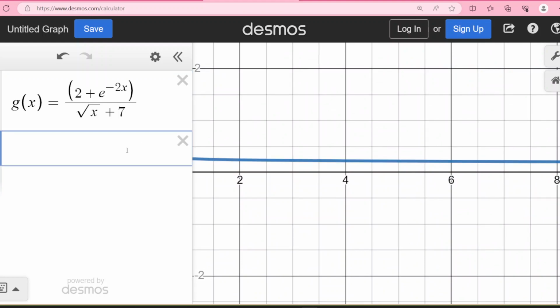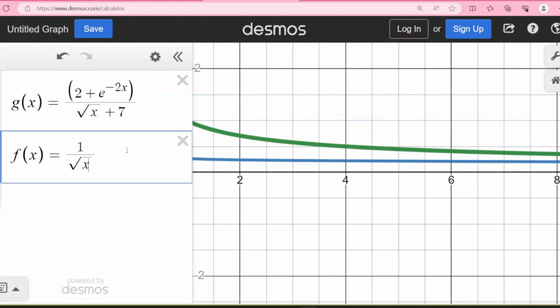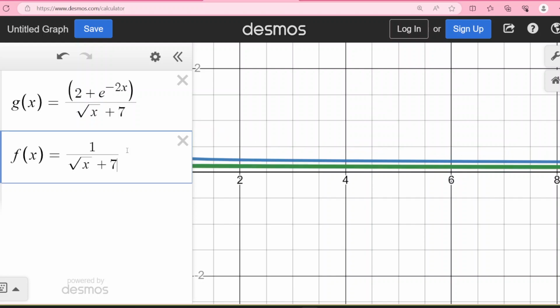And then the other function, I was calling f. This should be the smaller function after x equals 2: 1 over the square root of x plus 7 in the denominator. You see how it's lower? The blue one was my original, and the green one's lower than that, definitely since x equals 2.